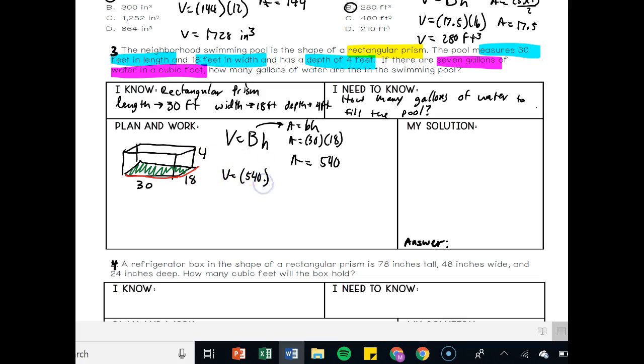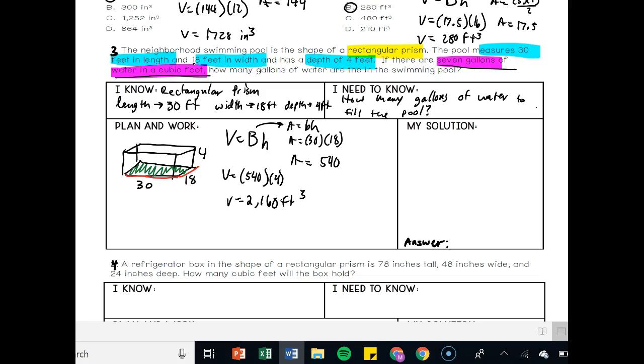Now we need one more number, times the height, right? With volume, you're always multiplying at least 3 numbers, 3 dimensions. So your volume is 2,160 feet cubed, all right? But you have not answered the question. The question asks for how many gallons of water we'll need to fill the pool. You go back in here, and remember it says 7 gallons of water are in 1 cubic foot. So if I have 1 cubic foot, I need 7 gallons. If I have 2 cubic feet, I need 14 gallons.